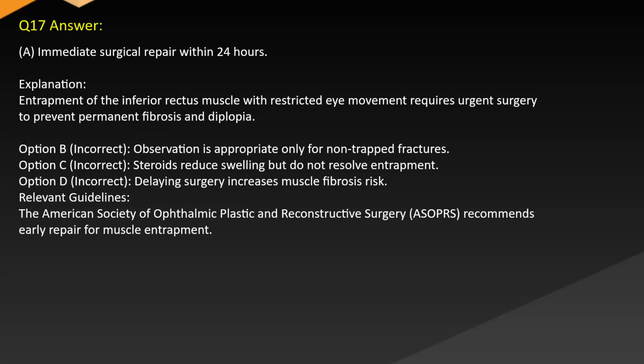Answer A. Immediate surgical repair within 24 hours. Explanation: entrapment of the inferior rectus muscle with restricted eye movement requires urgent surgery to prevent permanent fibrosis and diplopia. Option B incorrect. Observation is appropriate only for non-trapped fractures. Option C incorrect. Steroids reduce swelling but do not resolve entrapment. Option D incorrect. Delaying surgery increases muscle fibrosis risk.